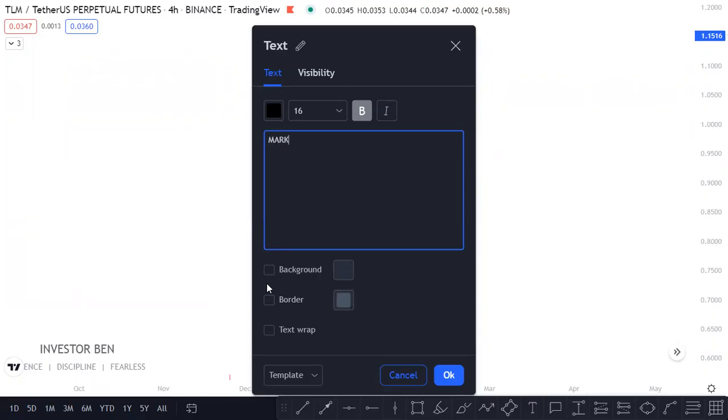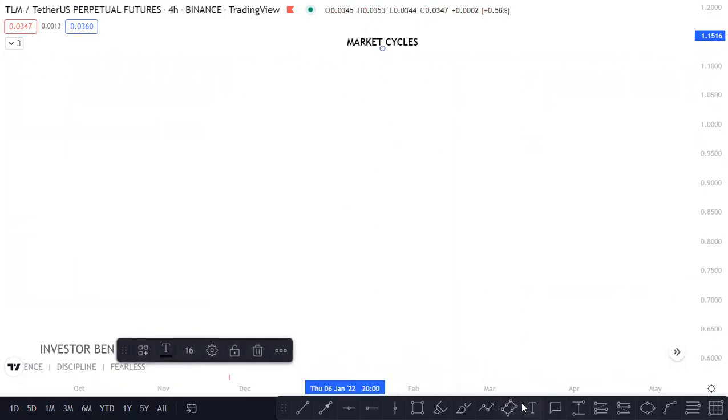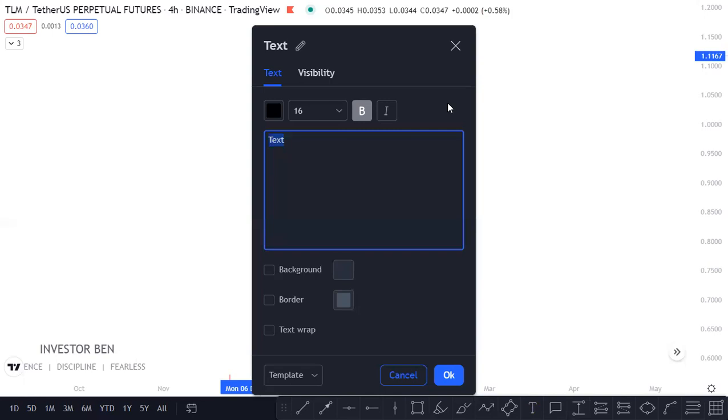Okay, so let me do this, the market cycles, right? Four phases of the market cycles.